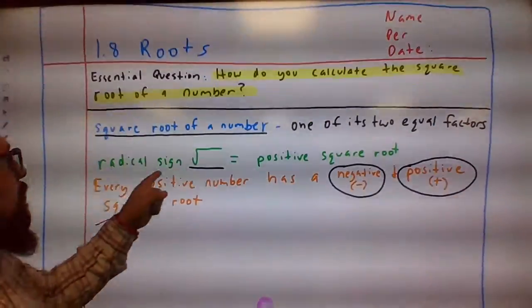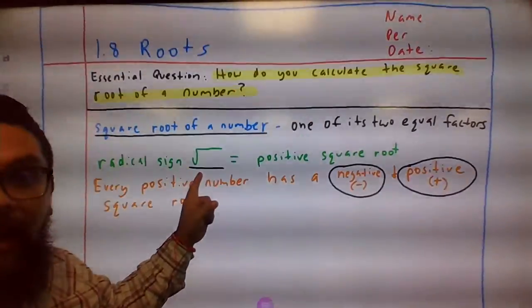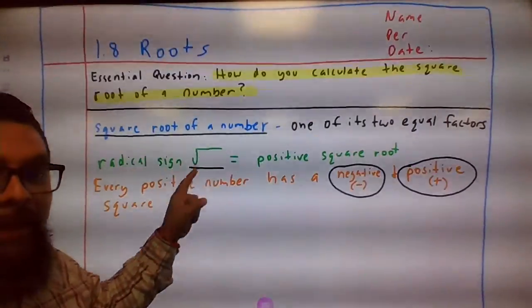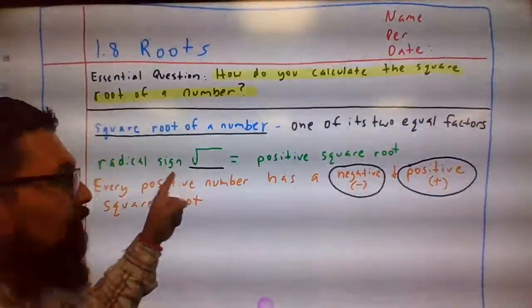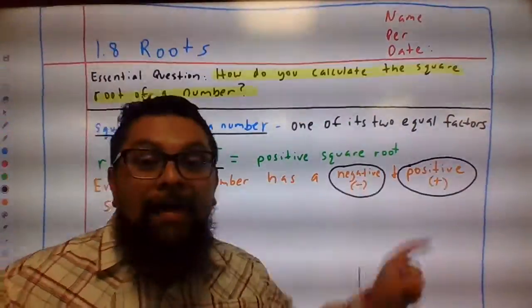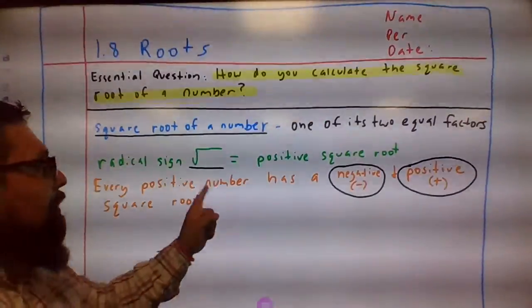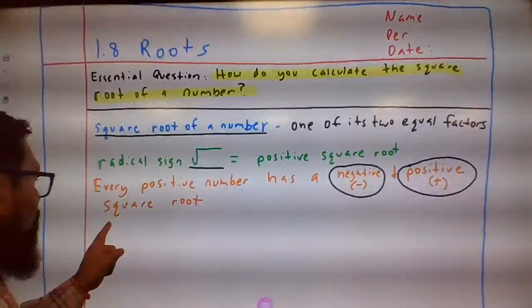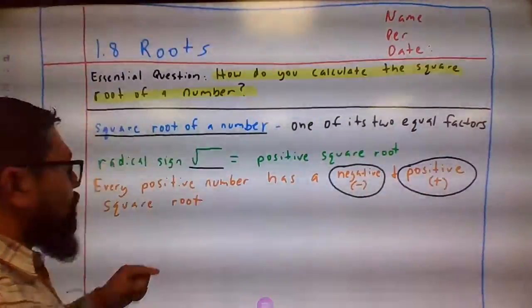And the radical sign, this symbol right here, looks like division, but it's not. It has that little squiggle there. That's the positive square root. So when you see something like this, it's for a positive square root. And then last thing, every positive number has a negative and a positive square root.